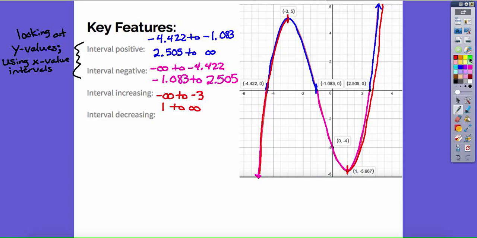Now we can switch over here and talk about decreasing. If I start on my graph again, I was increasing, I get to here, and then I'm decreasing. So I'm decreasing this whole way between those two x values. From an x value of negative 3 to an x value of 1, my function was decreasing. It was getting smaller and smaller. Then I hit this point and it turned around and started increasing again. So those are some key features of graphs that we can look at, and let me know what questions you have.